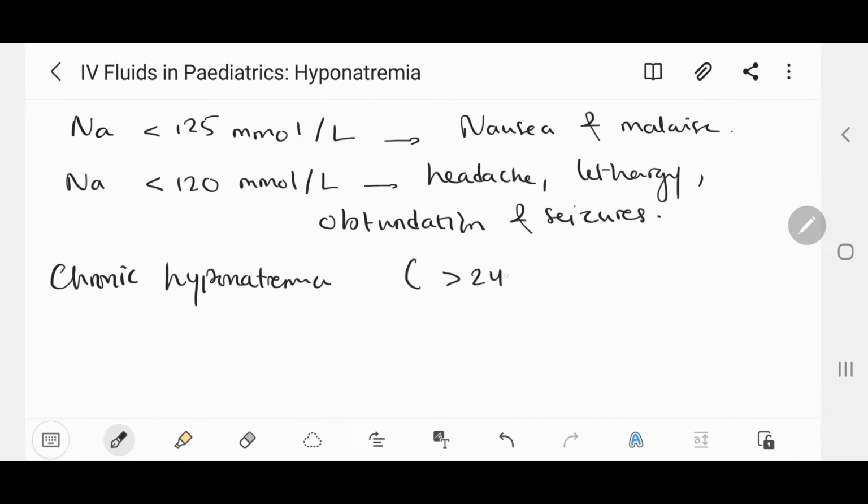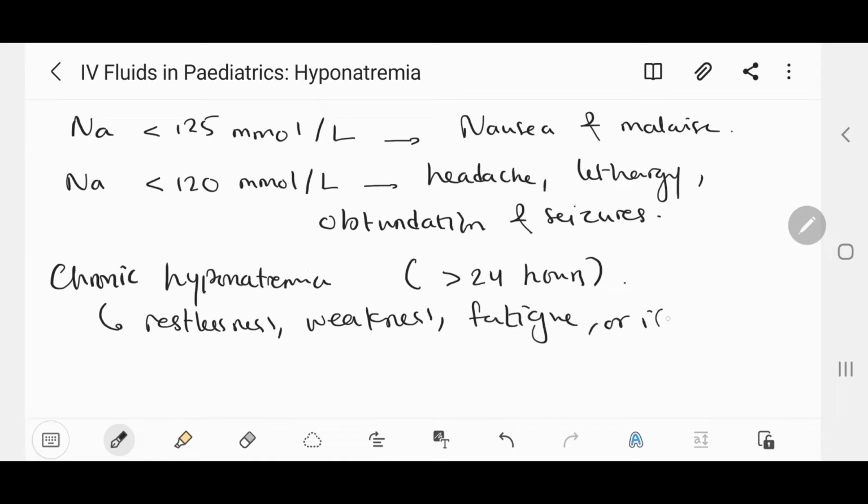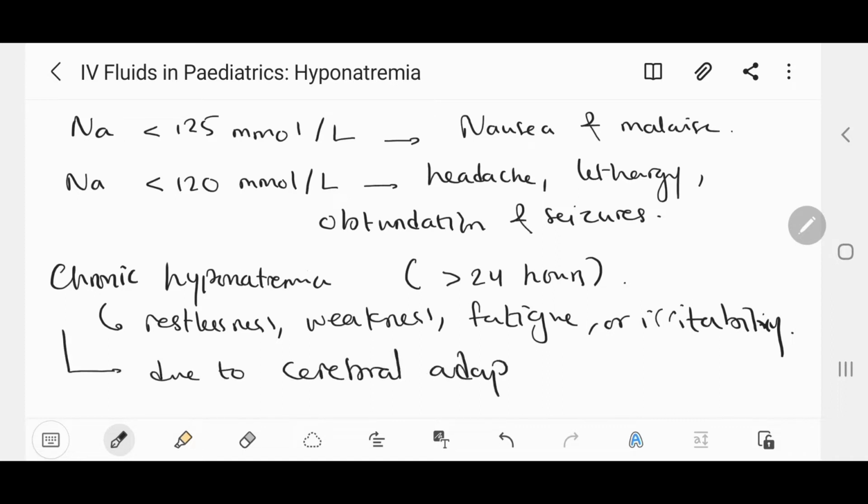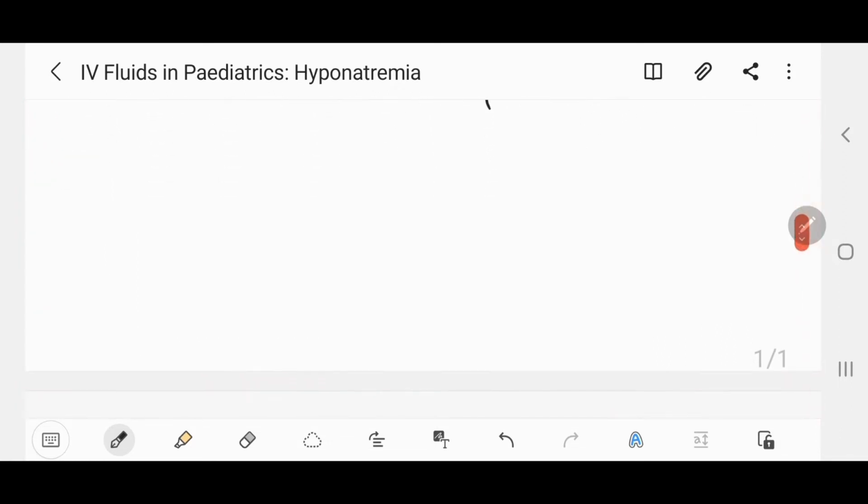As in hypernatremia, chronic hyponatremia, which happens over more than 24 hours, has subtle features. They're not very obvious. So the patient may present with restlessness, weakness, fatigue, or irritability, and that is because of cerebral adaptation. The symptoms are not very severe.